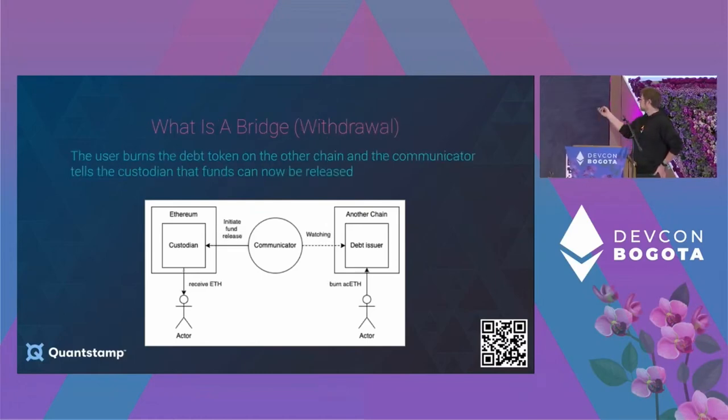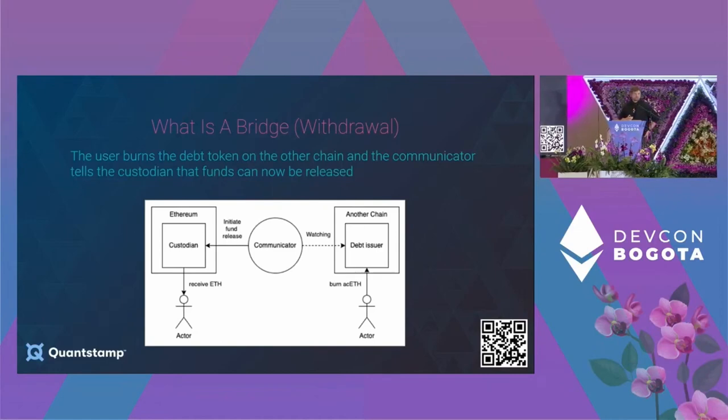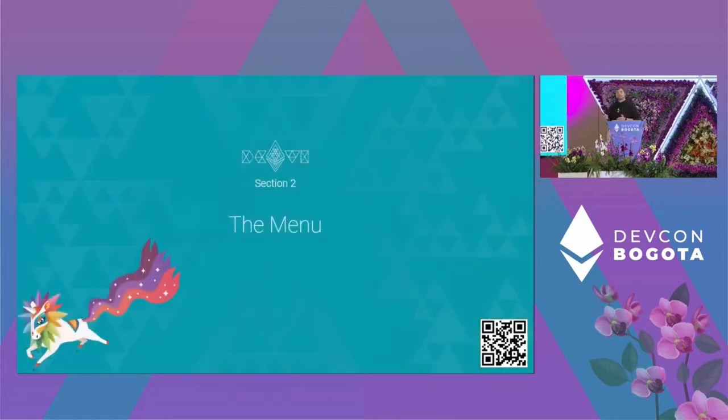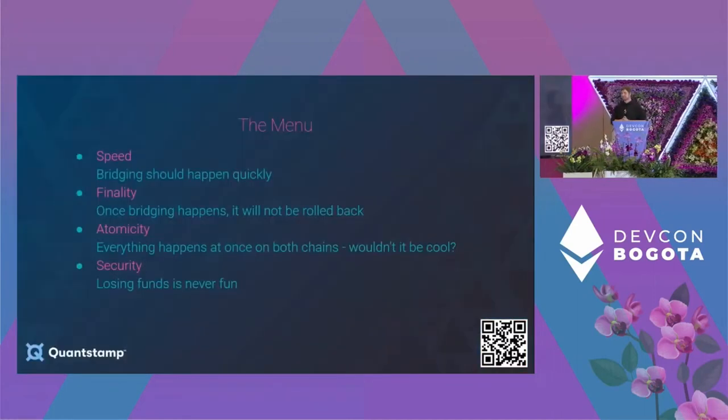On the withdrawal, the process is exactly the opposite. The communicator is going to be watching the debt issuer, where I will be burning my debt tokens, and that then is going to instruct the custodian to send me back the ETH that I want to have bridged back. Okay, so this is the mental model that I want you to maintain when I speak about bridges. Now I'm going to give you the menu of the properties that I like about bridges when they have them.